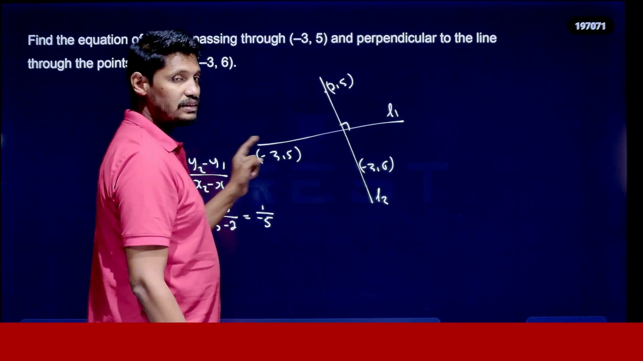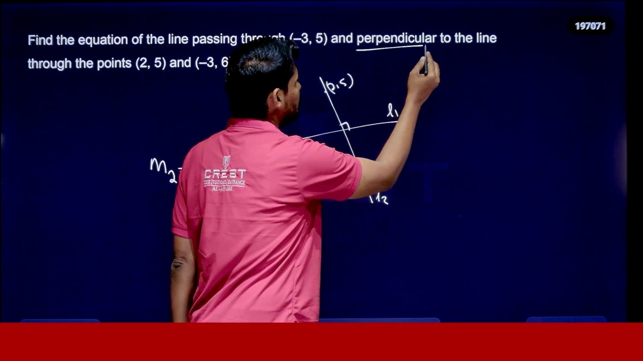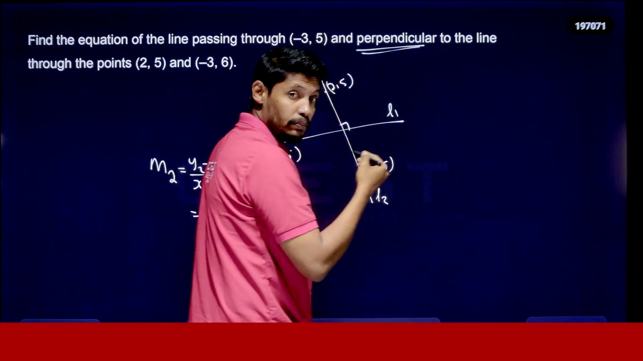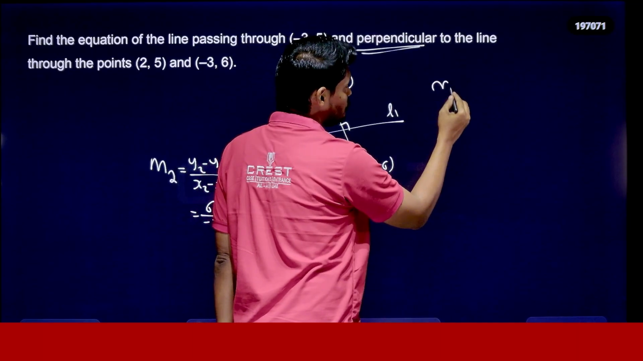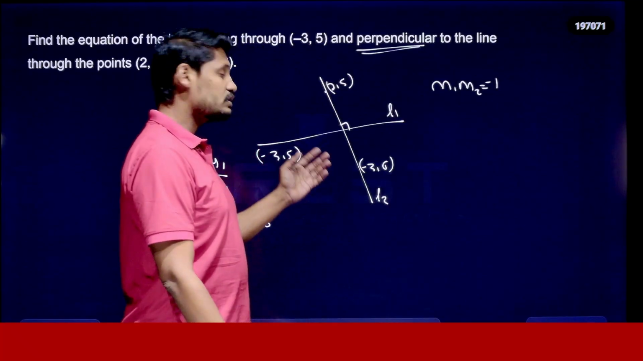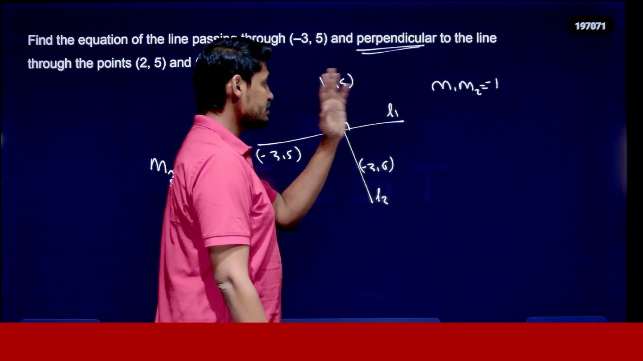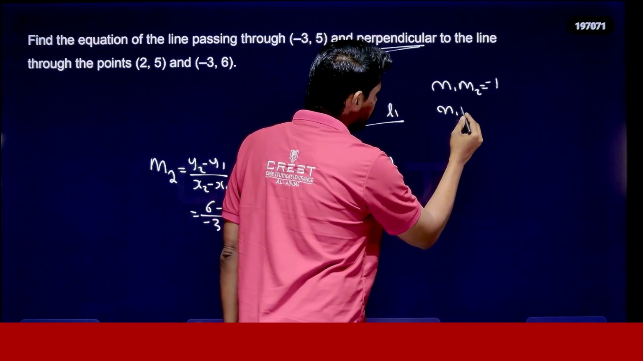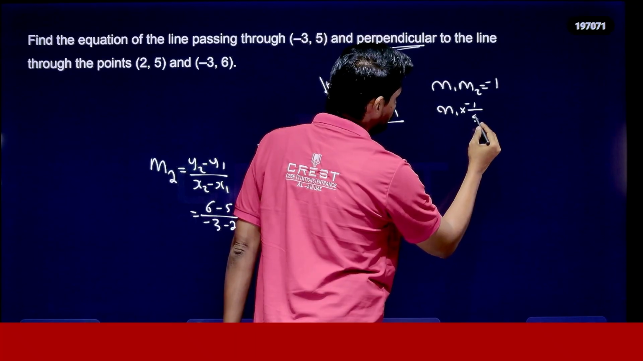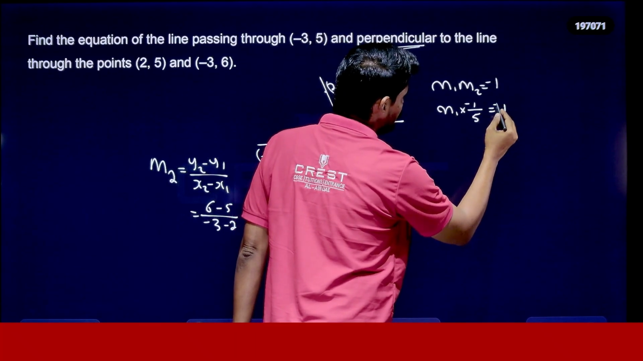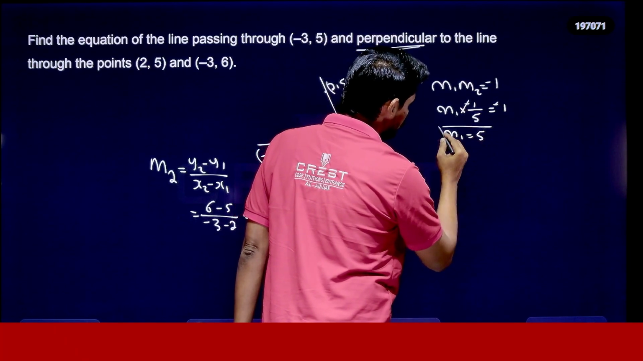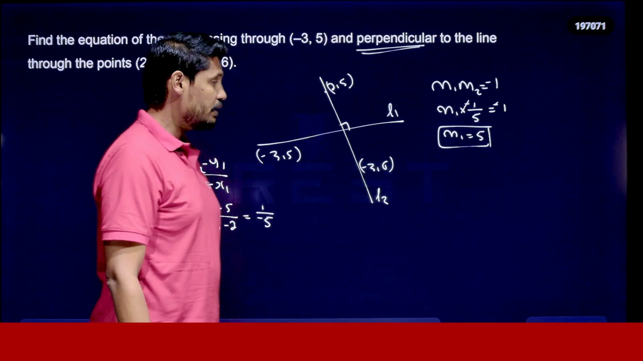And what is the relation between these two lines? They are perpendicular lines, which we have already discussed in the previous class. That is, if two lines are perpendicular, then the product of their slopes is minus 1. So m1 into m2 is equal to minus 1. We don't know the slope of L1, so we take it as m1 into m2, which we have just found is 1 by minus 5, equal to minus 1. You can cancel these negative terms, and you will get m1 equal to 5. So the slope of the line L1 is 5.